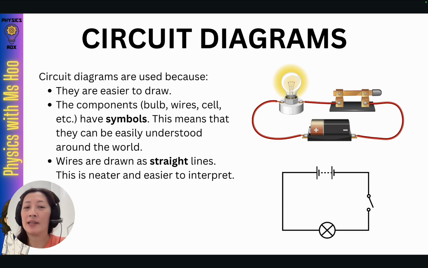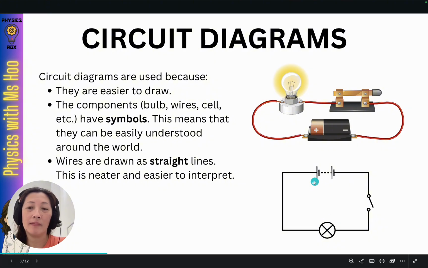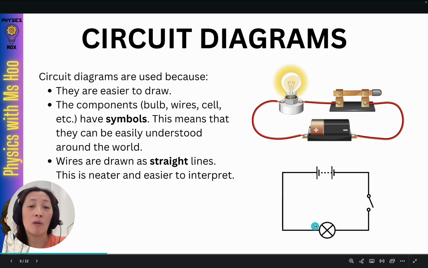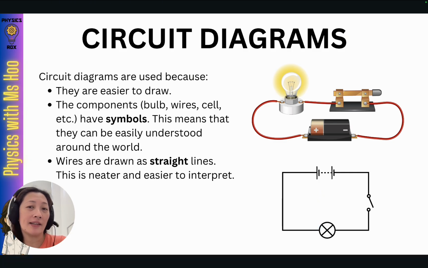The components, that means the bulbs, wires, cell, and so on, have symbols. So we use symbols because they can be easily understood around the world. Regardless of whatever language that we speak or read or write, we use the same symbol so that they're easier to interpret. So for example, there's a symbol of a battery, a symbol for a switch, and a symbol of a light bulb. Wires are always drawn as straight lines. We don't draw them as whirly, curly, curved lines. We draw the lines straight even if in real life they're looped somewhere or they have to go through weird places and weird corners in a building. We still draw them as straight lines. So this represents one wire. This way the wires are neater and easier to interpret.